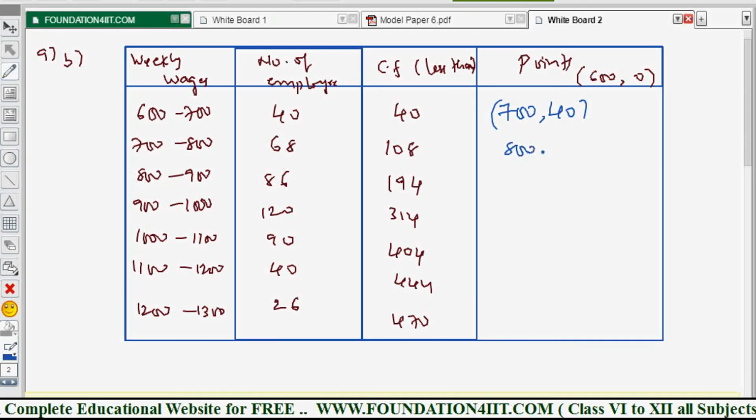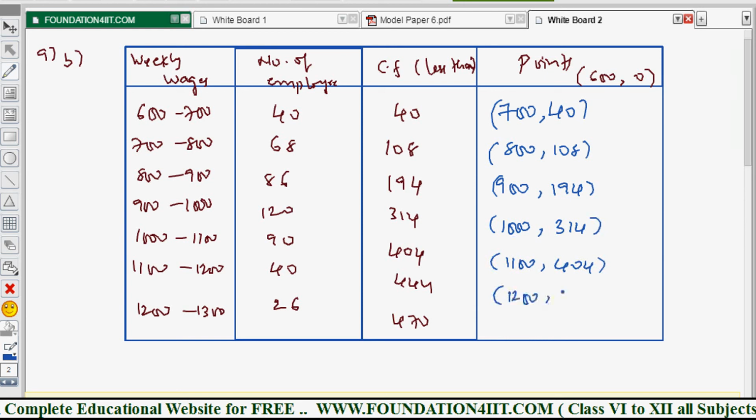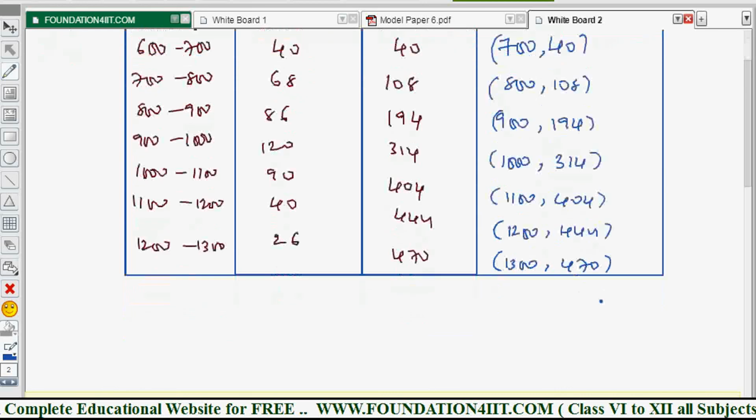Okay, next 800, 108, 900, 194. Next is for 1000, 314. Because these points we need to plot clearly on the graph. 1100, 404, 1200, 444. So for 1300, 470. Enough. So once you get these values, then you can draw the Ogive curve easily.